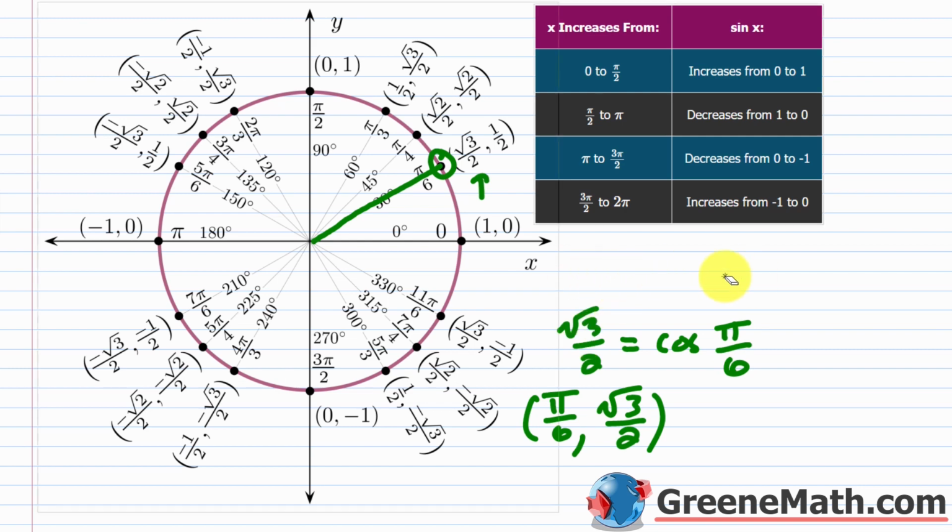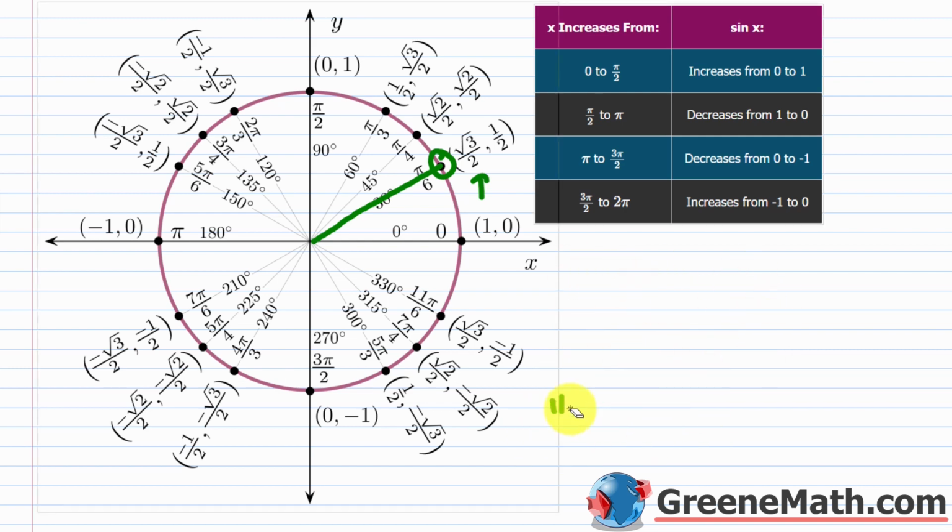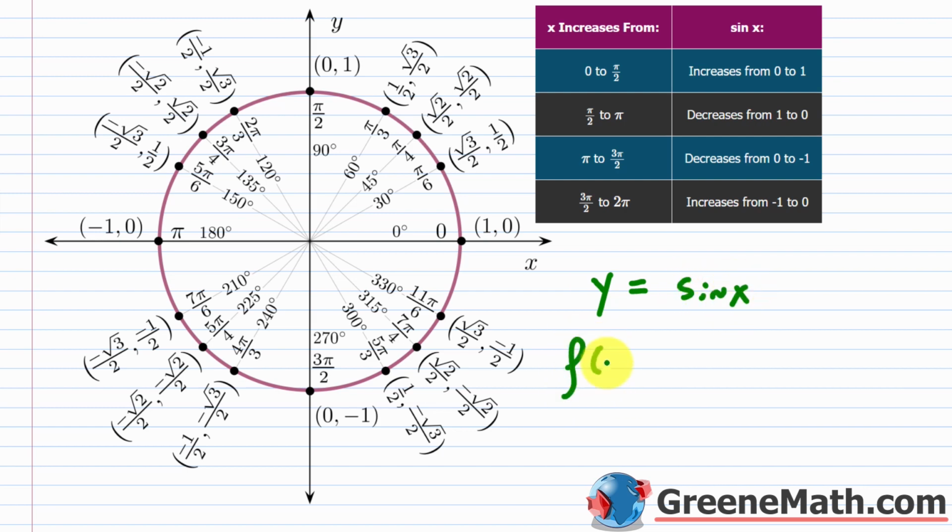Now, with that being said, let's go through and think about some of the basic points that you're going to get from a sine graph. We're going to be looking at y equals the sine of x. This is a function, so you can use function notation: f of x equals sine of x. It's not a one-to-one function, but we'll talk about that later on in the course.